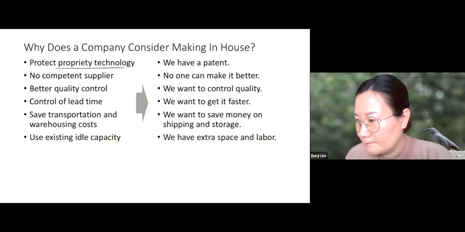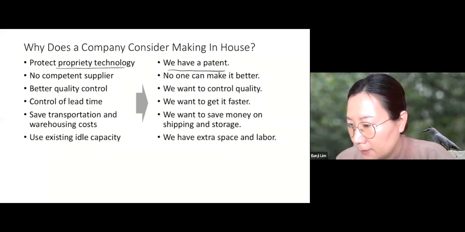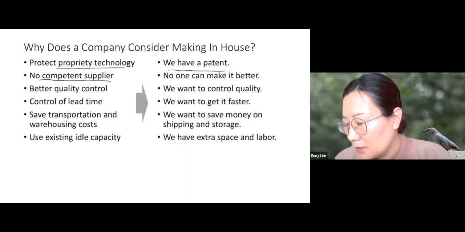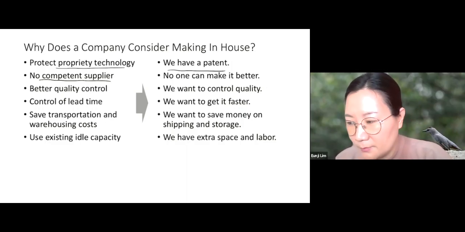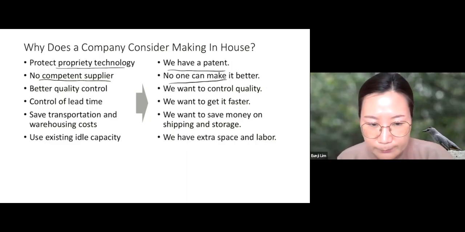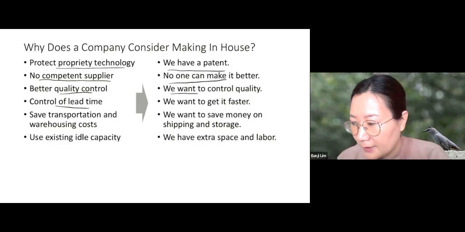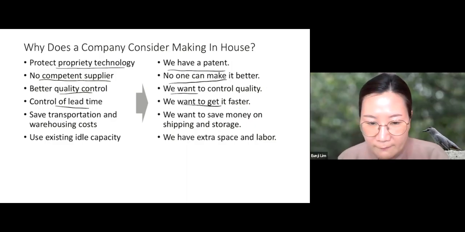So we have a patent, so we want to produce something in-house. Another reason why a company considers making something in-house is there's no competent supplier. In other words, no one can make it better. Now, better quality control. We want to control the quality more directly, and control of lead time. In other words, we want to get it faster.